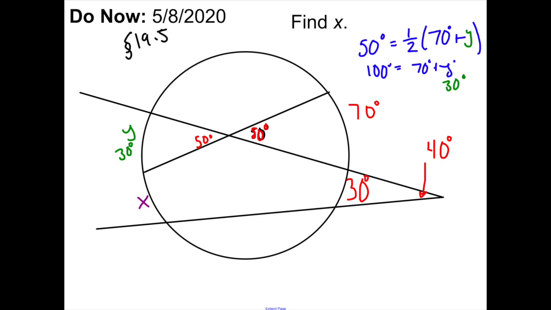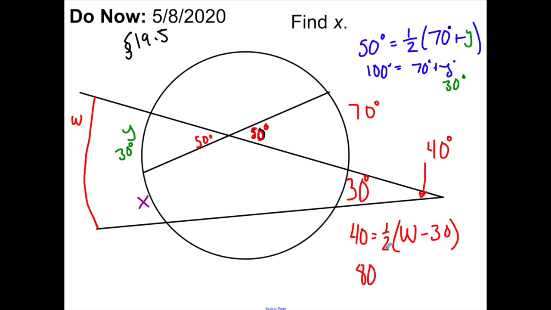Now, what about this whole angle here? This whole arc? Well, because this is an exterior angle right here, what I also know is that 40 equals 1/2 of, let's call this w, I don't want to call it y because we've already used y, w minus 30. So that means 80, because if I multiply by 2 to cancel the 1/2, equals w minus 30.